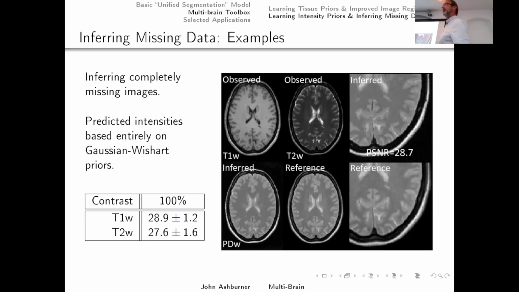Yeah, so if we've got a completely missing channel, then we can just use the tissue priors to say what the covariance matrices are, to help impute the missing data.